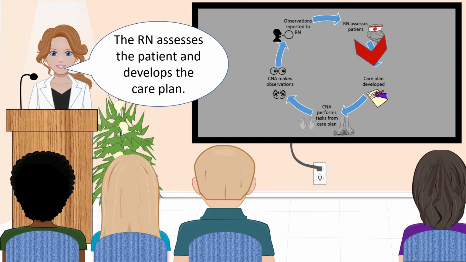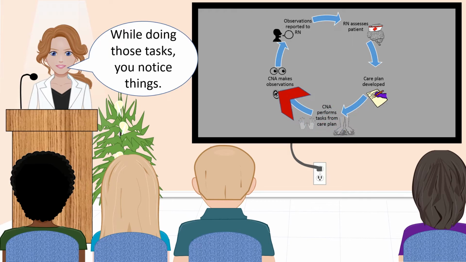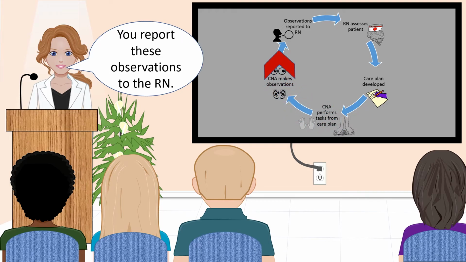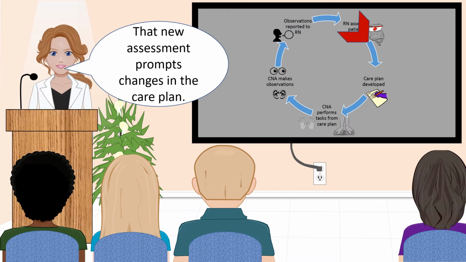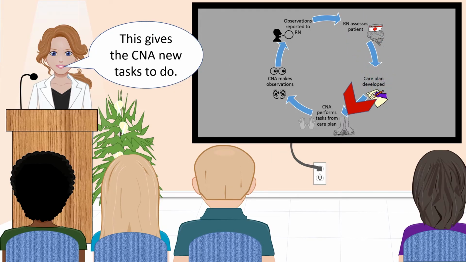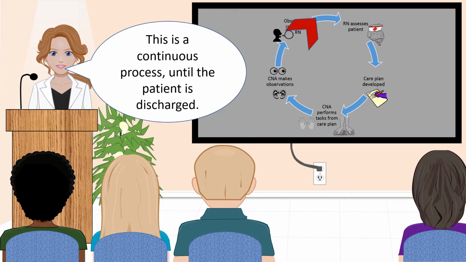The RN assesses the patient and develops the care plan. This gives you specific tasks to do. While doing those tasks, you notice things. You report those observations to the RN, and the RN performs another assessment to review the changes in the patient. That new assessment prompts changes in the care plan, and this gives the CNA new tasks to do. And the cycle continues around and around as the patient gets better or worse. This is a continuous process until the patient is discharged.